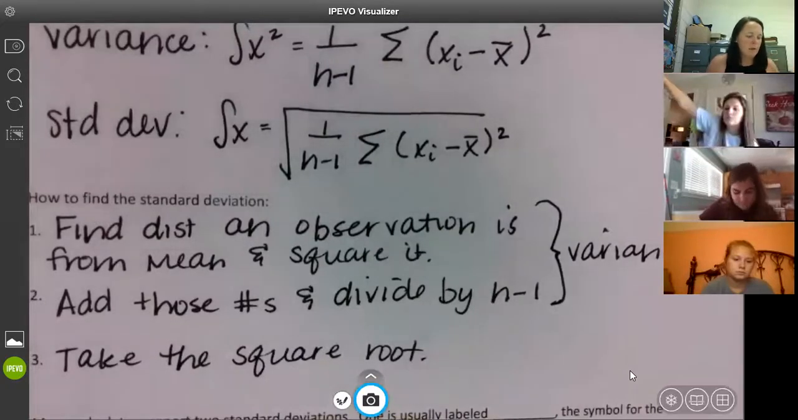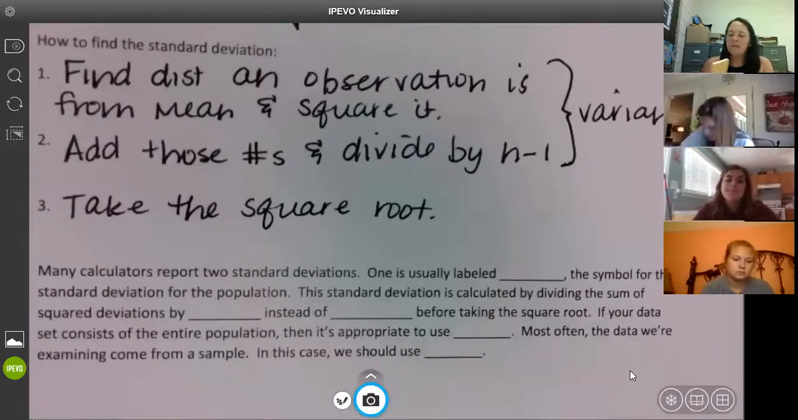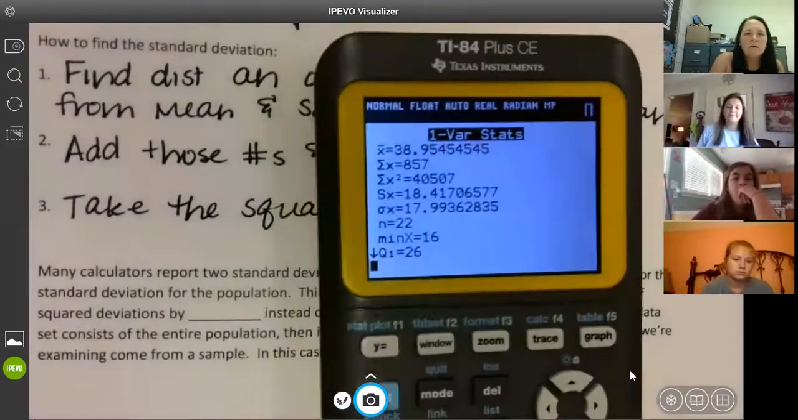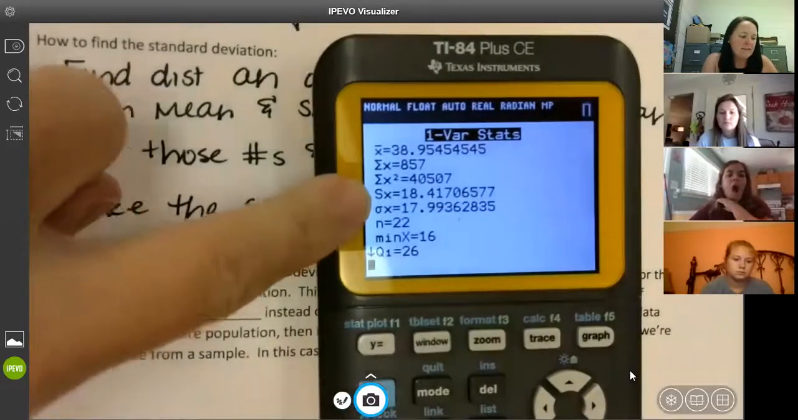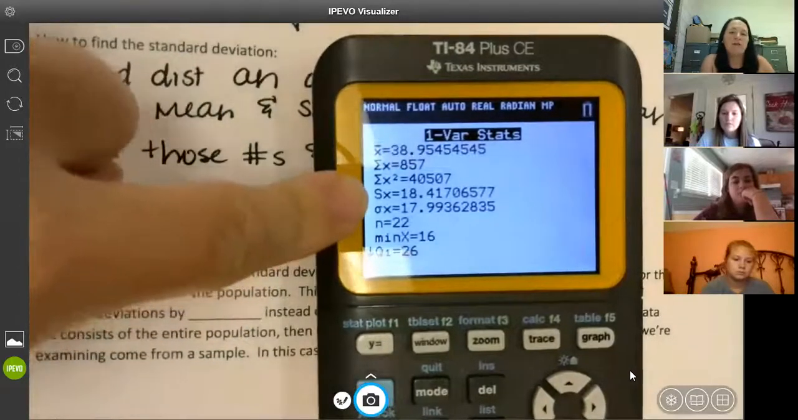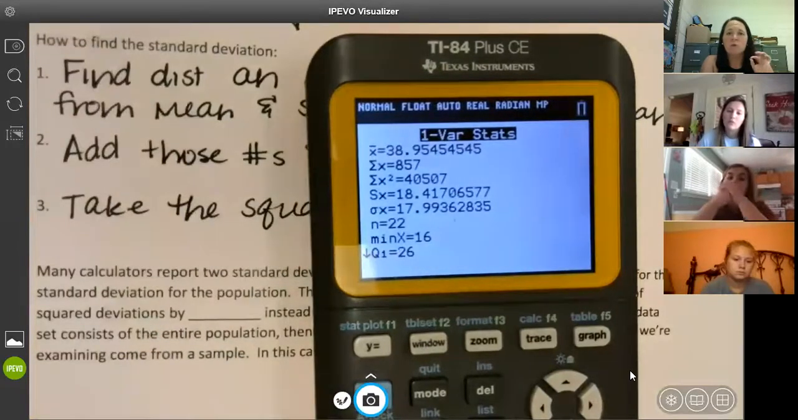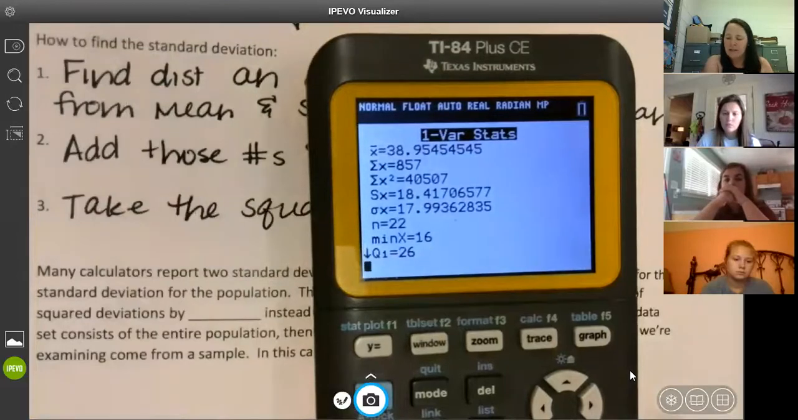Many calculators report 2 standard deviations. Let me see, I don't think I have anything in my stat anymore. Yeah, I do. Stat, calc, 1-var stats. So this Sx and this, gosh, I can't even think what that is. Anyway, those 2 right there, the 17 and the 18, are both standard deviations. We will know when to use each one of them. That's why it says it does both.